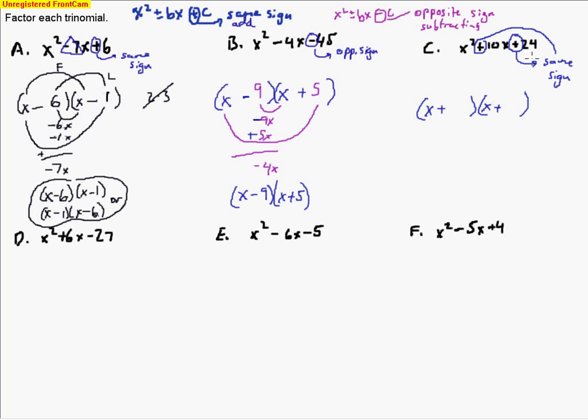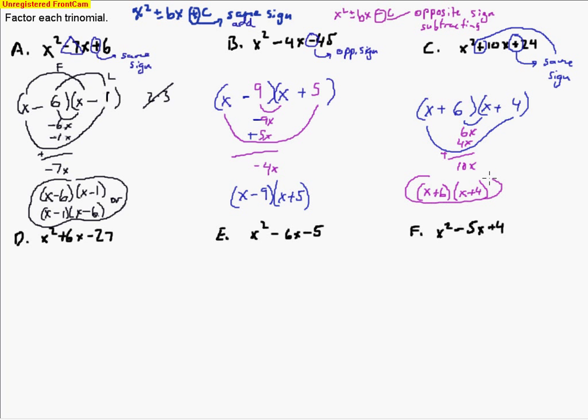So now let's figure out what numbers multiply to make that 24. We've got lots of different numbers, but we want to find the ones that add to make 10. The ones that do add to make 10 are 6 and 4. Again, if you didn't get that right away, just keep on trying until you get the ones that do work out. And so we go ahead and check these just to make sure. Inner terms make 6x, outers make 4x. Yep, those do add to make 10x, so it does end up working, and I have my signs right in all. So x plus 6 times an x plus 4.